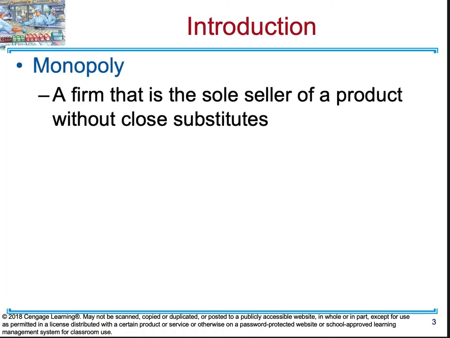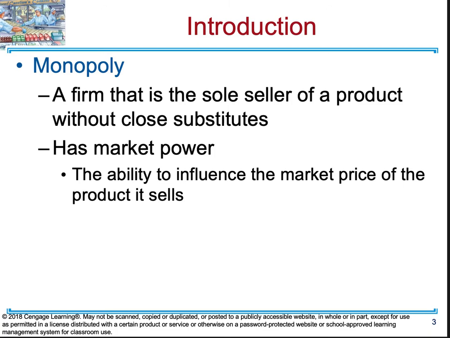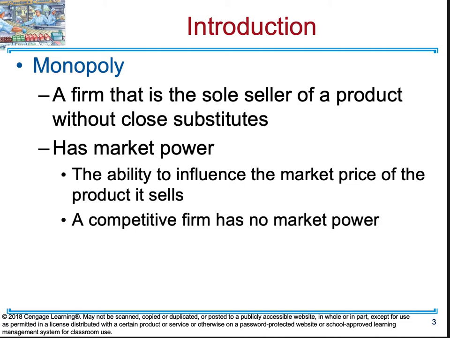Introduction: a monopoly is basically a firm that is the sole seller of a product without close substitutes. That's one of the first distinctions. There's no close substitute to this specific product. Another is that it has market power. Basically, it can influence the market price of the product that it sells. If we compare it to a competitive firm, a competitive firm has no market power. They take the price that is set. With a monopoly, you can set the price well above and people will still purchase your product. Again, you're the only provider of this product, nobody else.